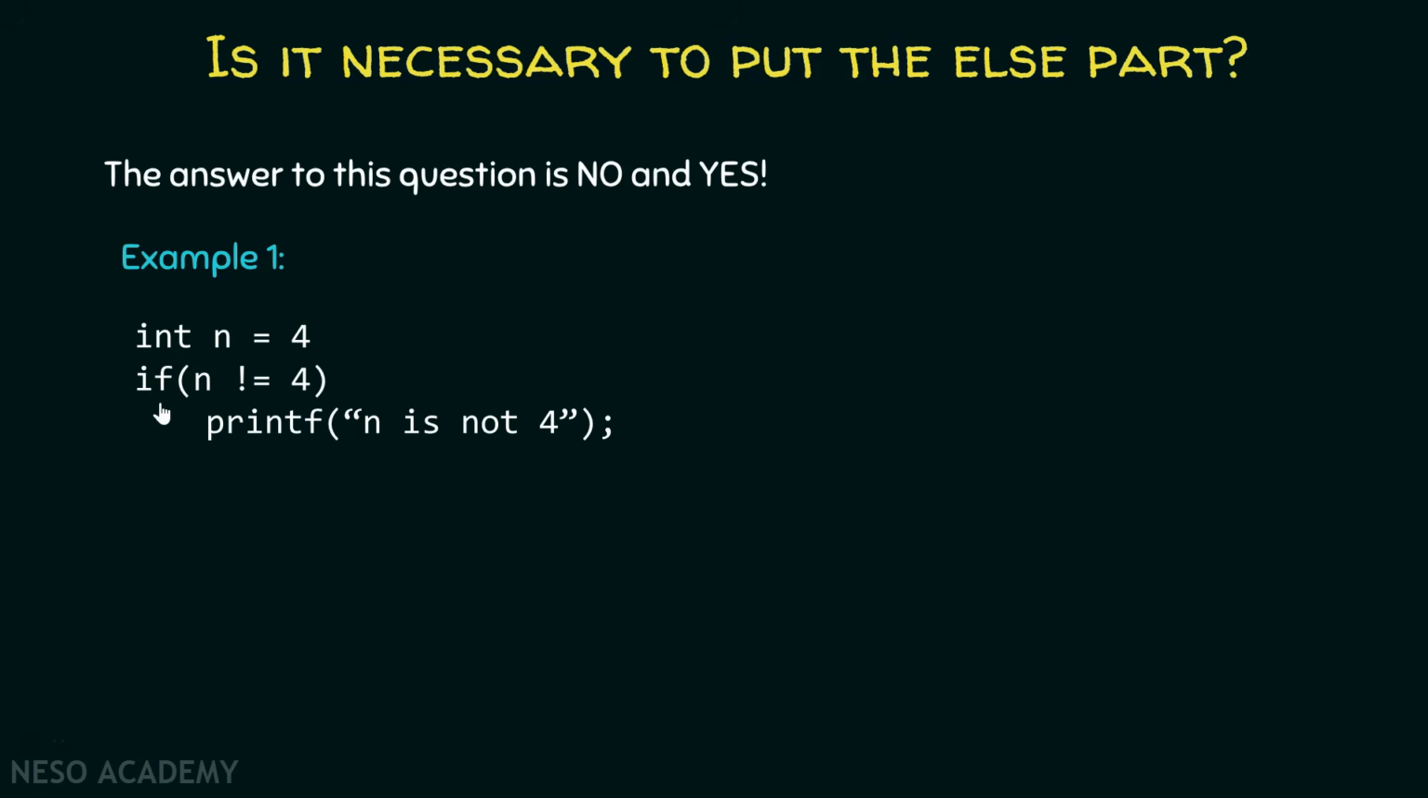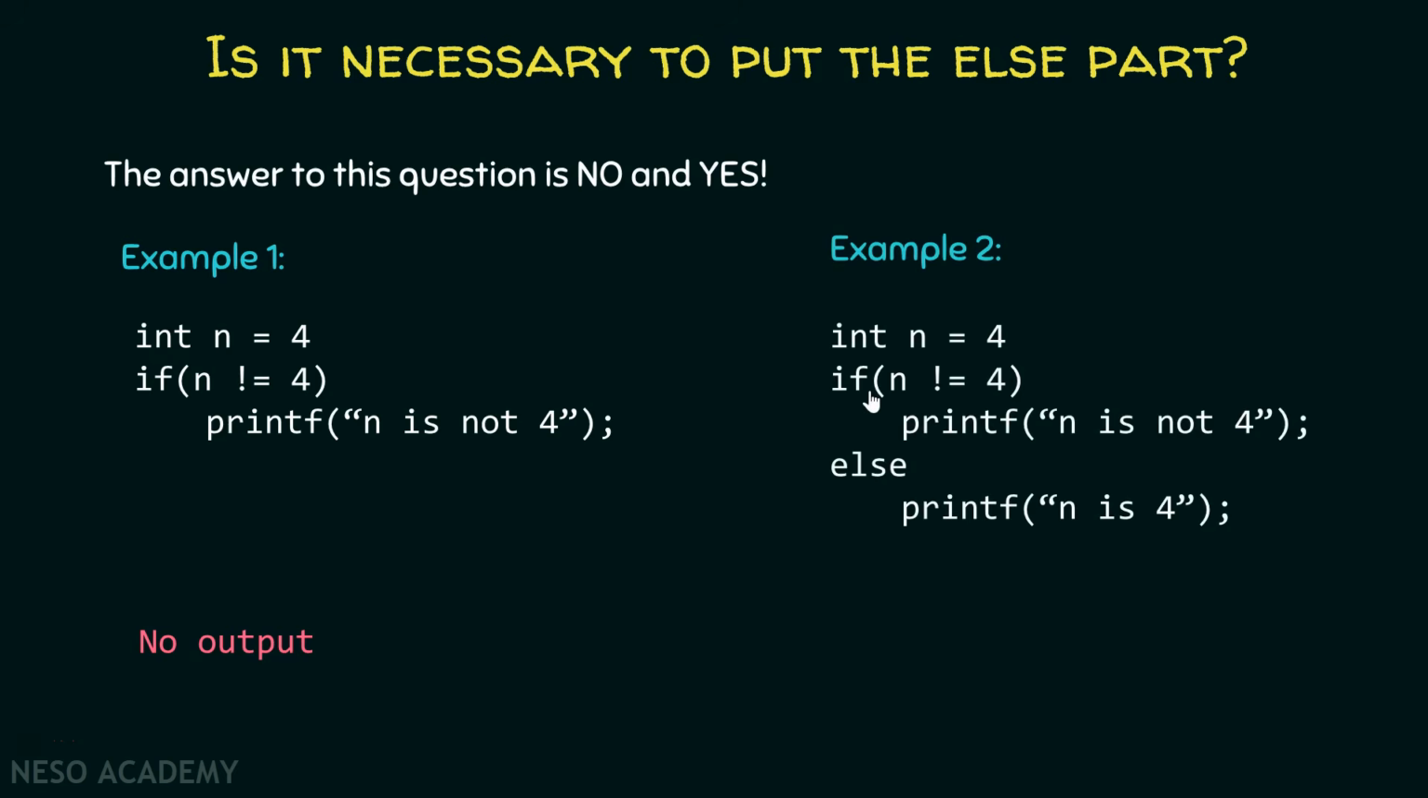Okay? Here, immediately after this if construct, you have a printf function which is just a single statement. Therefore, it is considered to be the part of this if construct only. Okay? Now, what is the output of this particular program? The output is no output, right? Let's consider one more example. Here there is very minimal difference between these two examples.